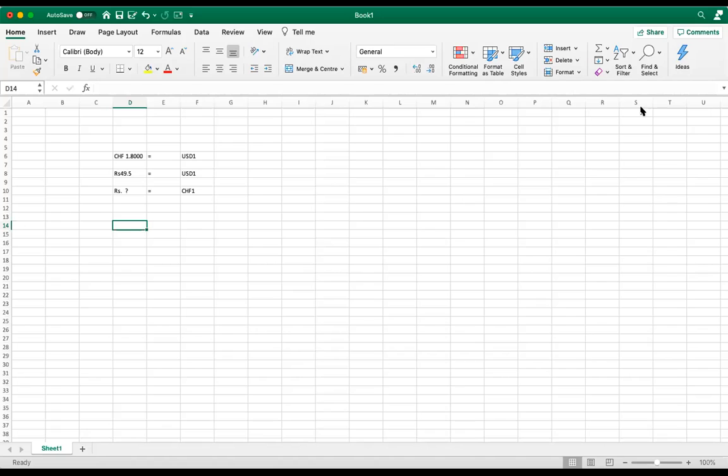Can I equate this? The given problem is CHF 1.8 is equal to USD 1, rupees 49.5 is equal to USD 1. Look here, in both equations there is USD 1.